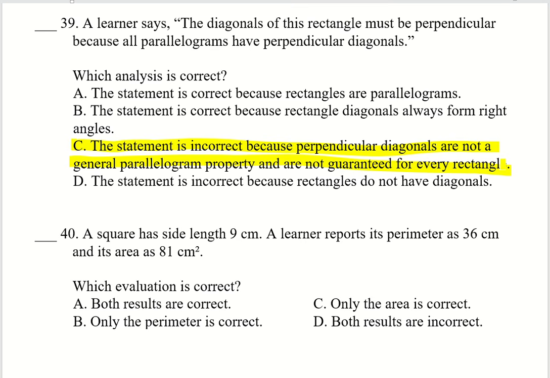Okay, 40. A square has side length 9 centimeters. A learner reports its perimeter as 36 centimeters and its area as 81 centimeters squared. Which evaluation is correct? For a square, area is side squared, so 9 squared is 81. Perimeter is side times 4, so 9 times 4 is 36. Okay, so that is both correct. Letter A.